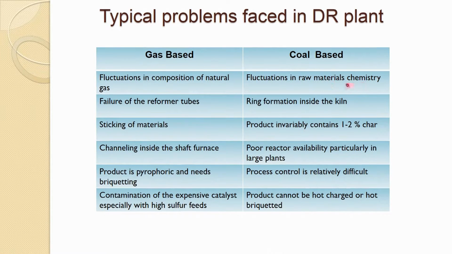So, though it still accepts a wide variety of composition, still one has to be careful in the chemistry composition of the raw material. Ring formation, that is related more to the kiln based DR processes. Product invariably contains around 1 to 2% char. Poor reactor availability, particularly in large plants. Process control is relatively difficult.